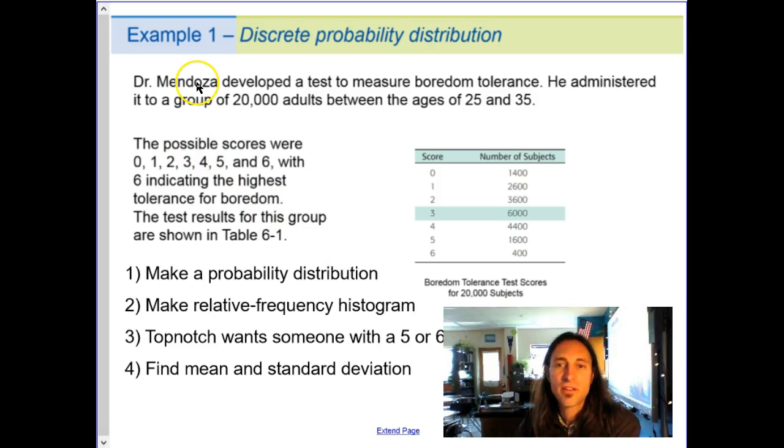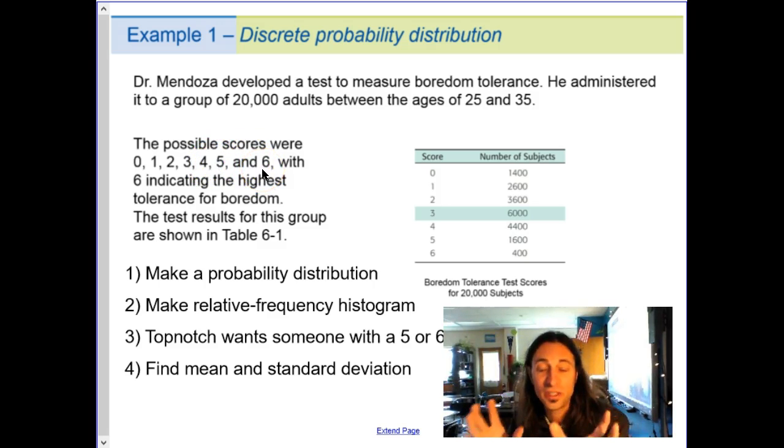So I've got a situation where Dr. Mendoza developed a test to measure boredom tolerance. And he gave it to 20,000 people between the ages of 25 and 35. You could only get a score of 0, 1, 2, 3, 4, 5, or 6, which means it is clearly discrete. You can only take those values. A 6 means a very high tolerance for boredom, meaning you can handle a very boring job. Someone who got a 0, good luck trying to get them to make lattes all day.